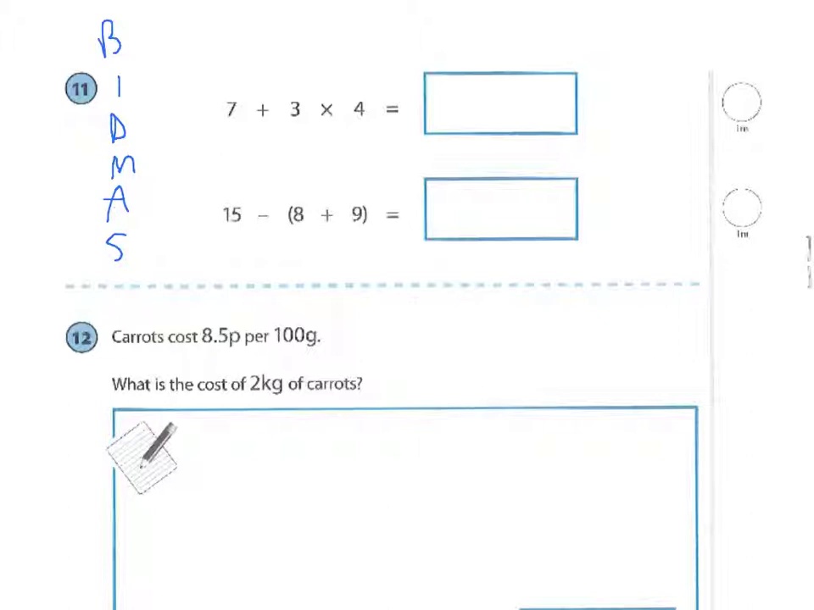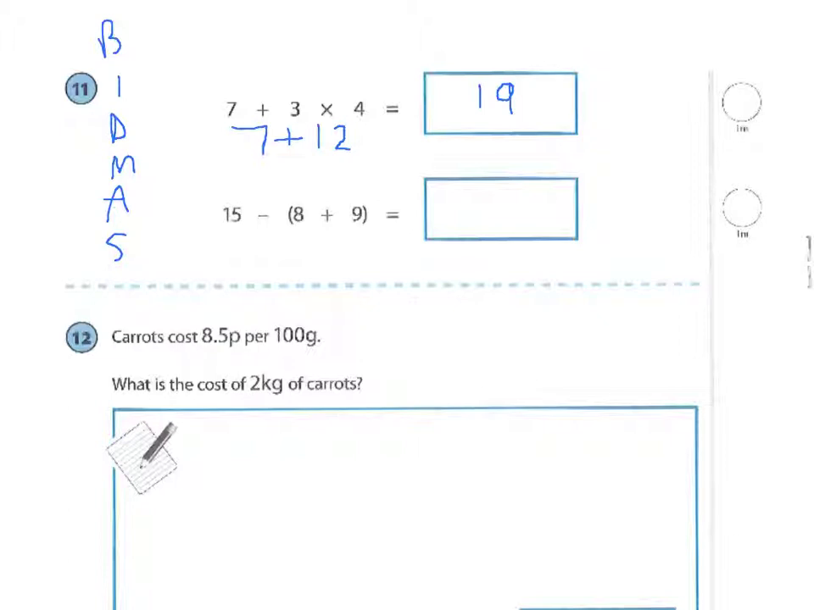So in our first question, let's take a little look at this. Well, what we've got here is a multiplication and an addition, and multiplication is higher up in the order of priority than addition, so we would do the multiplication first. So this would become 7 add 12, and then when we add those two together we get a grand total of 19.